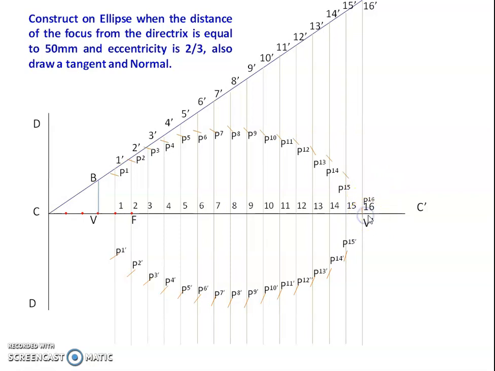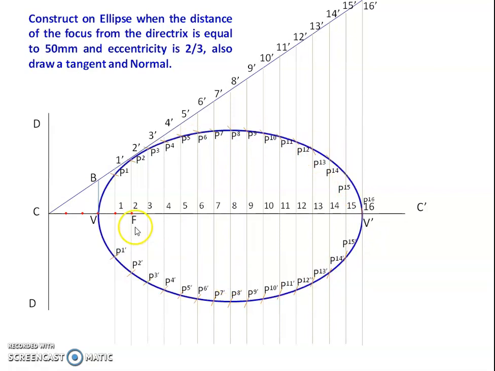Now this is the V dash, that's a mark. Now you have taken V dash. Then you draw one smooth curve. So the curve will be passing through V, P1, P2, P3, P4 up to V dash. Again the line is passing through 15 dash, 14 dash, 13 dash, 12 dash up to V. So the line will be passing as a smooth curve, passing wherever there is an intersection, through the intersection area. So now you have obtained the smooth curve of the ellipse.